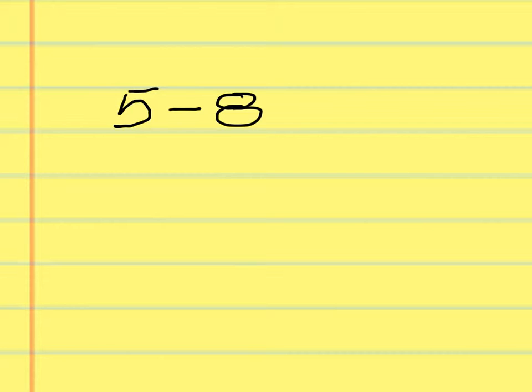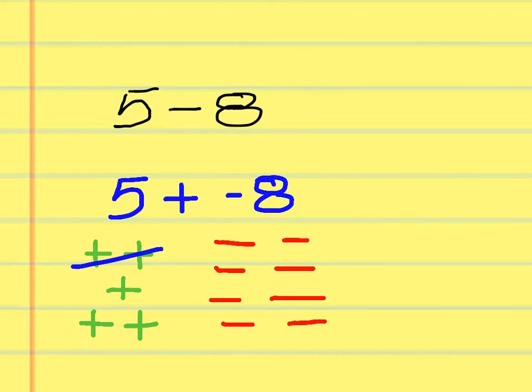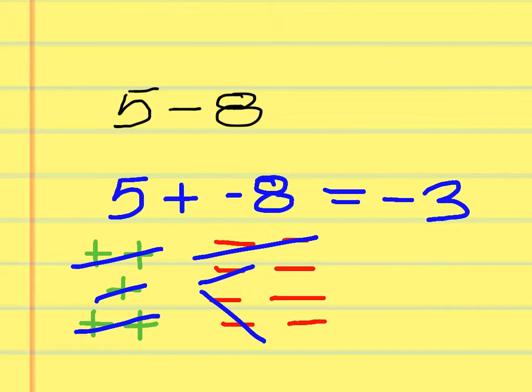5 minus 8. You can change this. Instead of 5 minus 8, you can make it 5 plus a -8. Minus a positive is the same thing as plus a negative. When you do that, you can put in 5 positive signs and then 8 negative signs. Cancel where you can. What am I left with? 3. 3 what? Negatives. So the answer is -3.